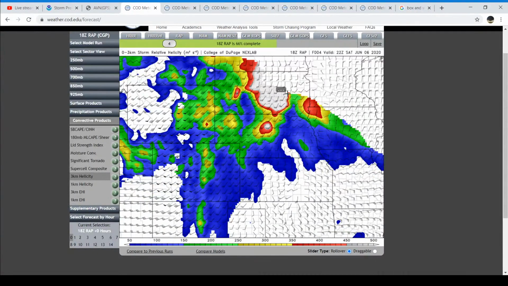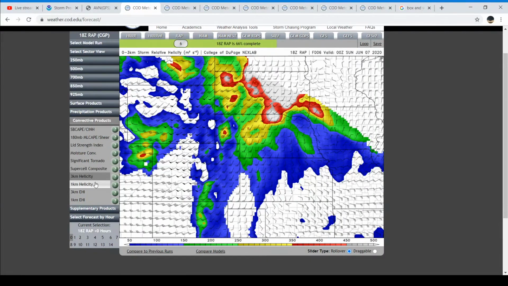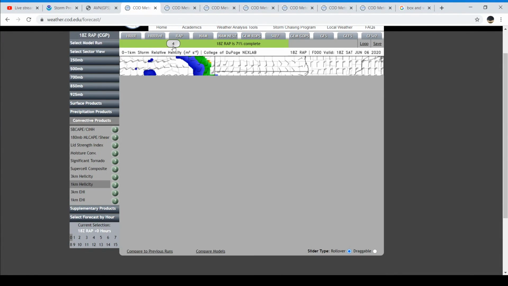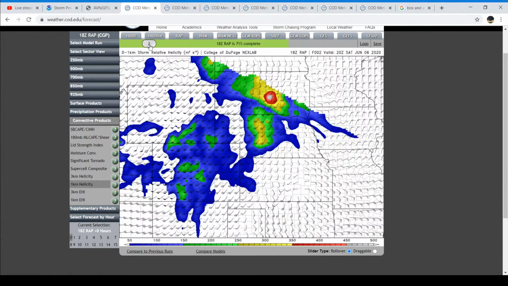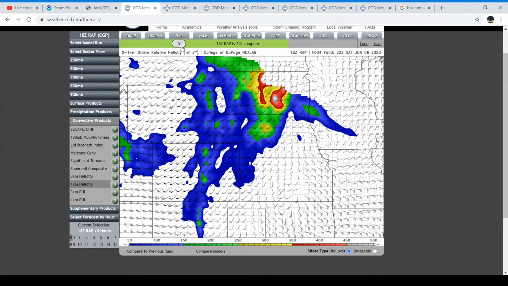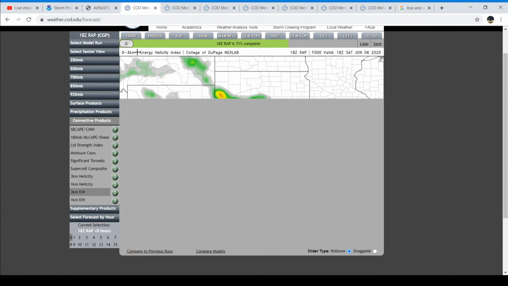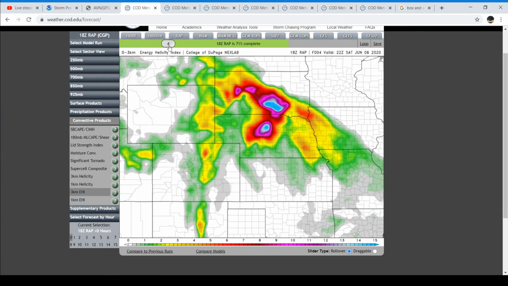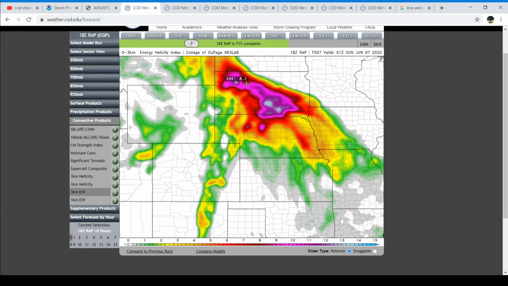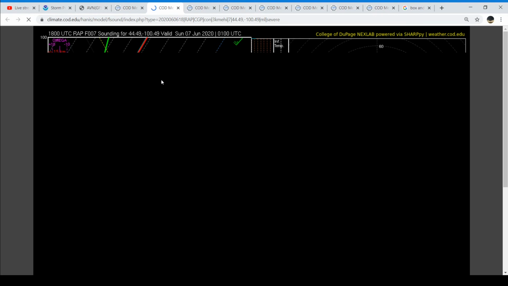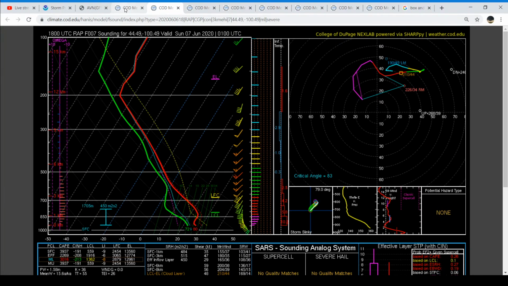So we can see still this white is max, so a lot of energy helicity through that area. Look at the 0-1 kilometers. Still a lot of 3. We can see these big plumes of energy helicity. Yeah, they're big plumes, I think.